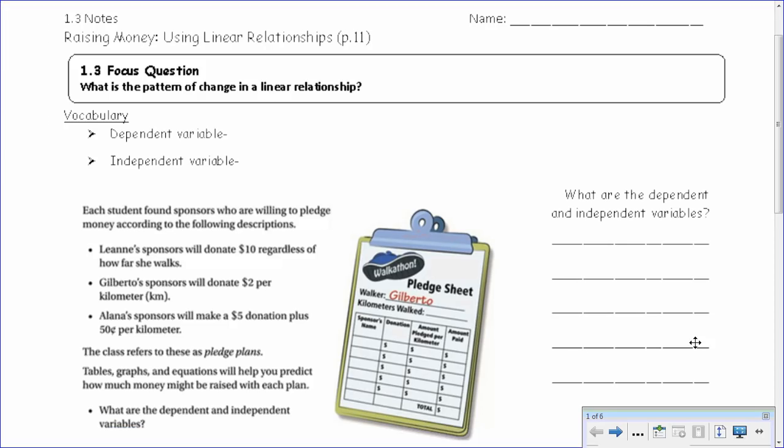So today we're starting our 1.3 notes. Our focus question for today is, what is the pattern of change in a linear relationship? So we're going to take the stuff that we've been working with yesterday with Elena, Gilberto, Leanne, and we're going to kind of add on to that and go a little further.